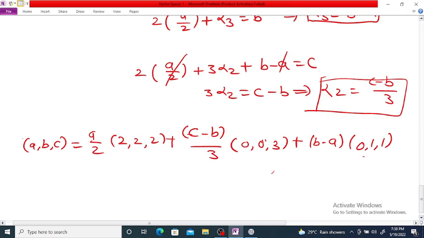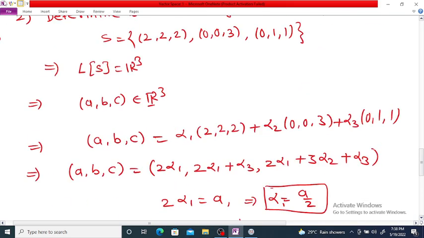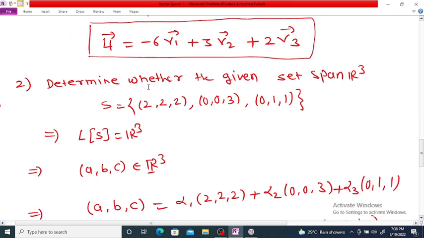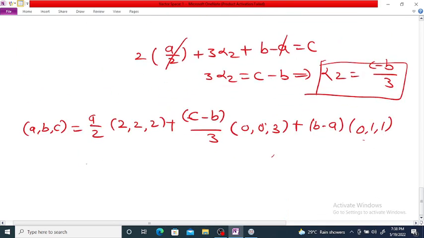Therefore we can write every vector from R cube as a linear combination of the vectors 2 2 2, 0 0 3 and 0 1 1, and therefore the given set S spans R cube. What is the answer here? Yes, set S spans R cube.